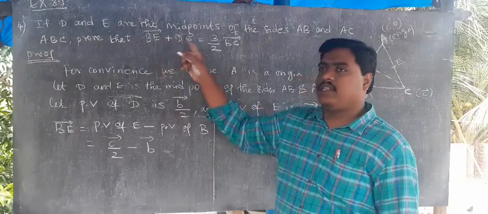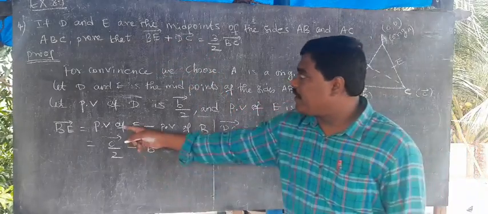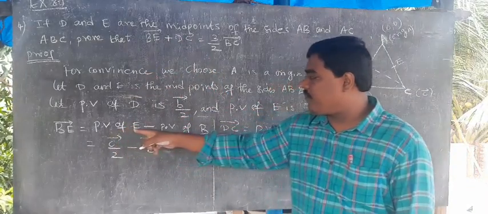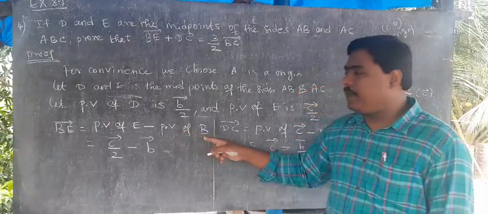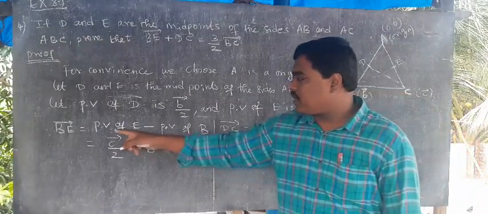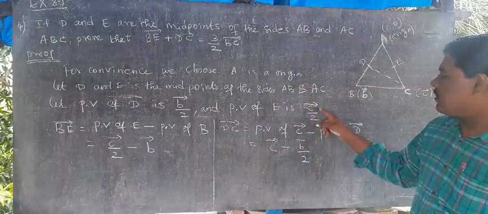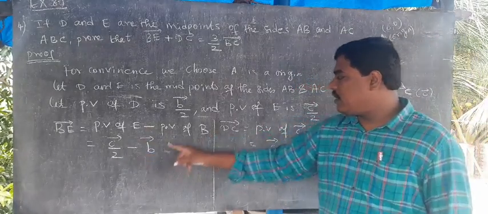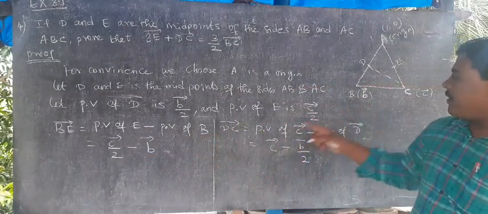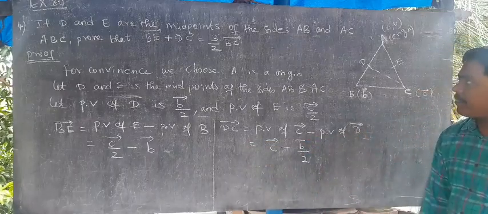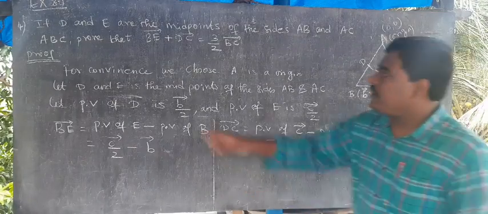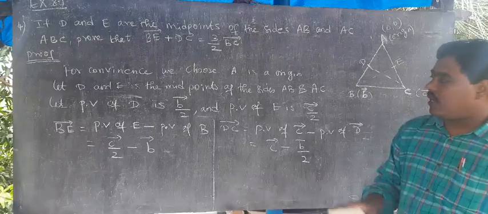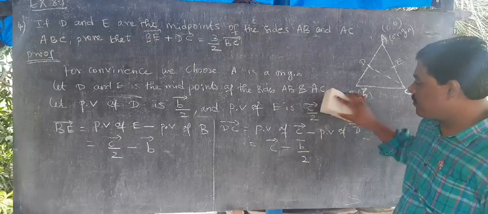What we need to find? BE vector plus DC vector. BE vector means position vector of E minus position vector of B. Position vector of E is C vector by 2, minus position vector of B equal to B vector. The same thing repeating. But we need to prove BE vector plus DC vector equal to 3 by 2 BC.